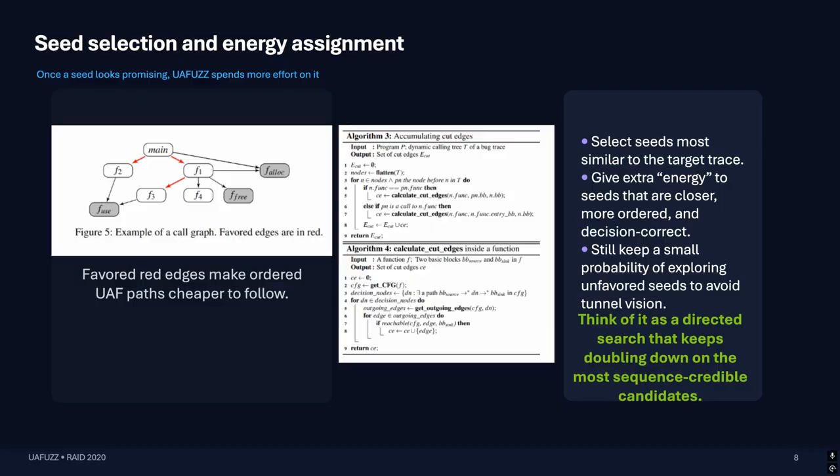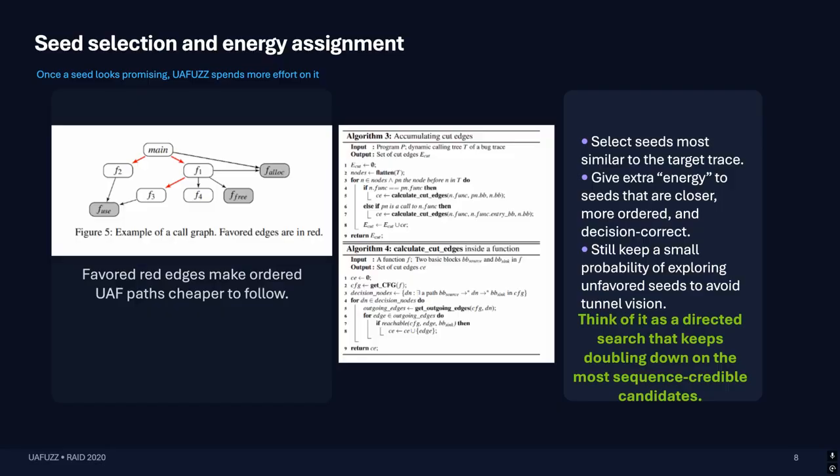So UAF still cares about progress, but it defines progress in a more UAF specific way. So if a seed's execution matches more of the desired trace or follows the right order more closely, the seed gets more attention. So it's a lot more likely to stay in the queue.